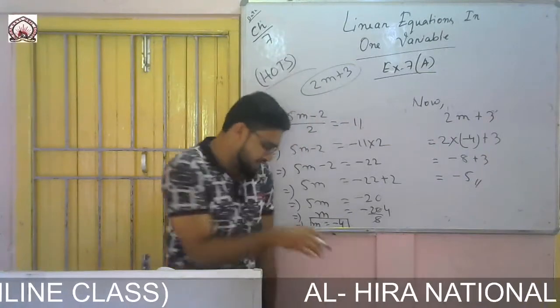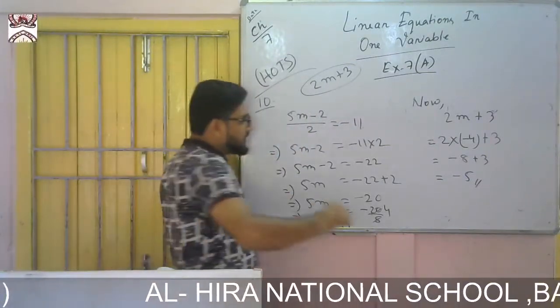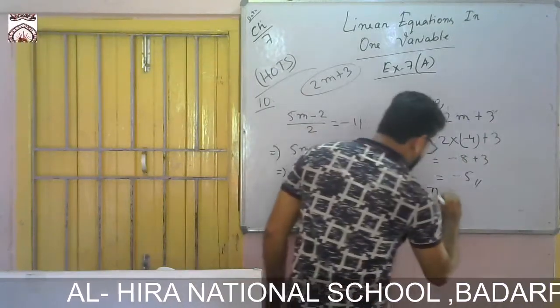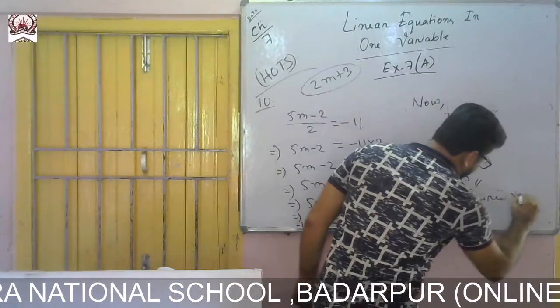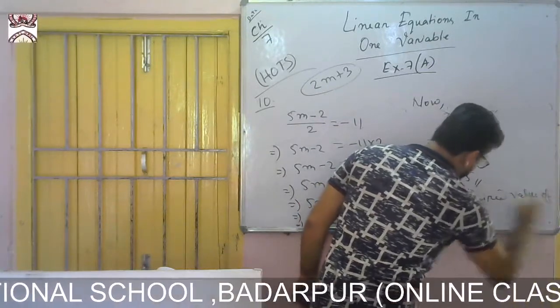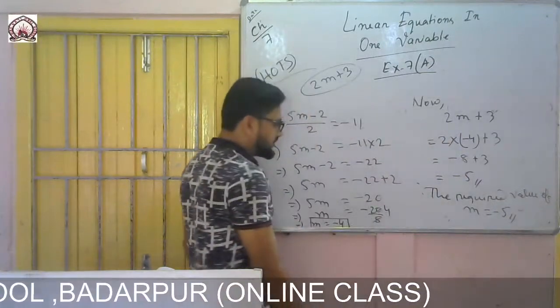Okay, so that is the required answer. Therefore the required value of 2m plus 3 equals to minus 5.